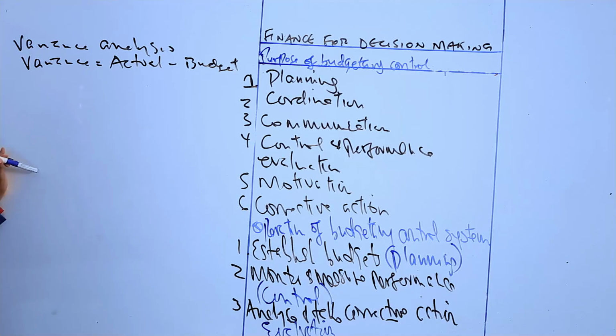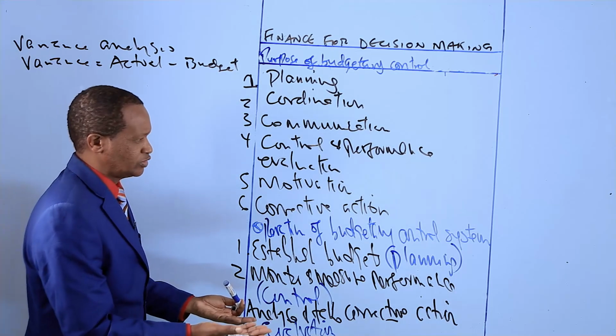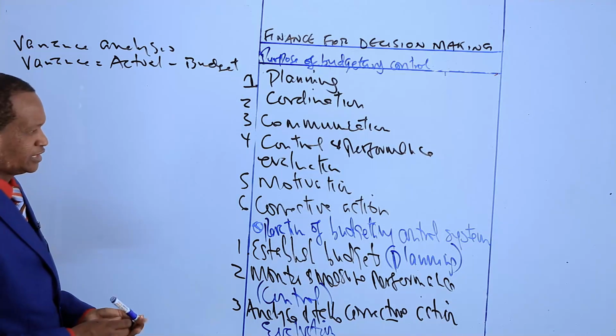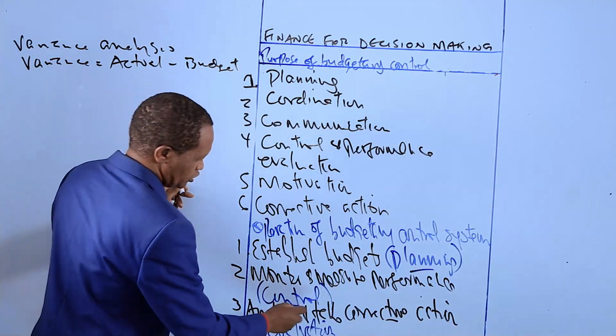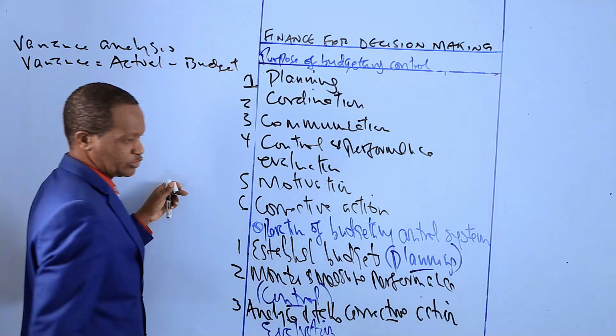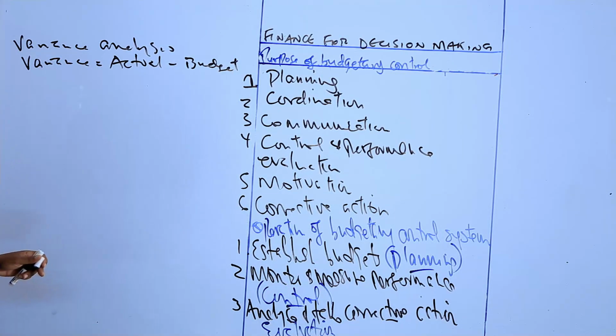Management then takes corrective action to bring performance back on track. It could be cutting expenditure, improving processes. It could also be revising the budget if the original assumptions are no longer valid. So that's how a budgetary control system is operated. There are three main stages. 1, planning. 2, control. Then 3, evaluation. Is that clear, candidates? Yes, that has to be clear.